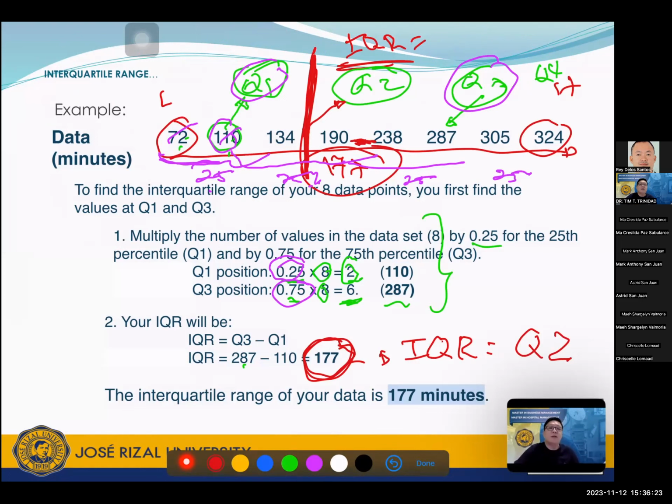Doc Mark's question here is, Doc, why did we represent the IQR as a point along the data set? Because it has a very specific value. Your IQR has a very specific value which corresponds to the value of Q2. What is the value of your Q2 here? 177. So this is a point. It is a single value. A range is from point A to point B, so there are multiple values in between when you say range.